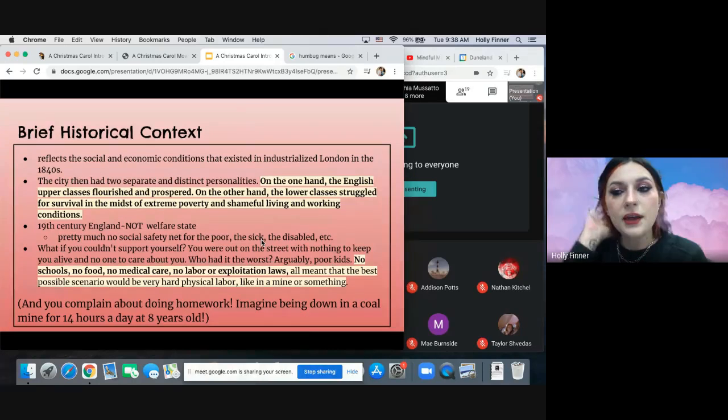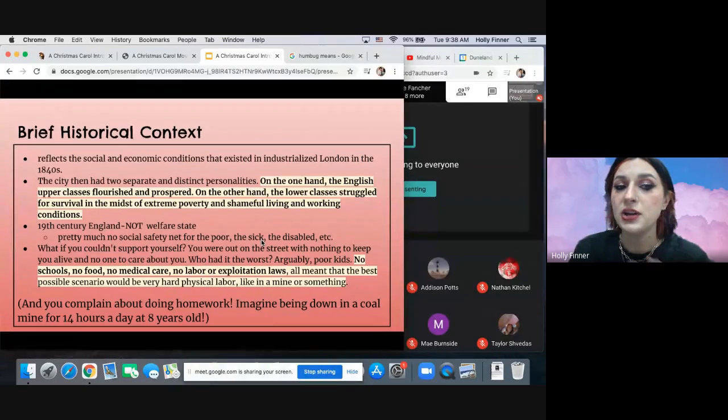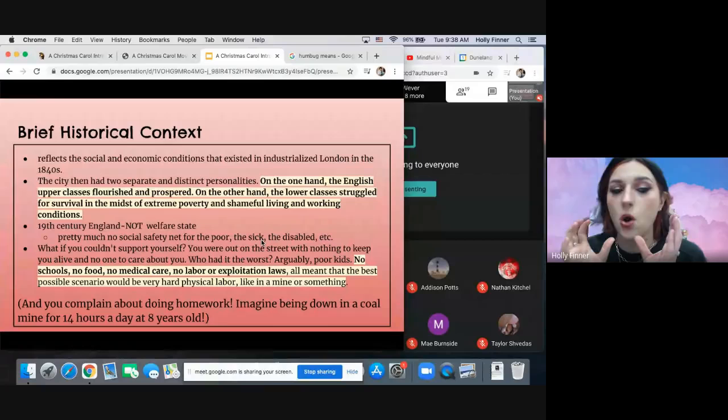And then again, we'll research more on Friday, but I wanted to give you a super brief historical context before we watch the play. So this play is meant to reflect the social and economic conditions that take place in London in the 1840s. Economics are like people's jobs and livelihoods, right? So back then, the city was split in two. There was no middle class.